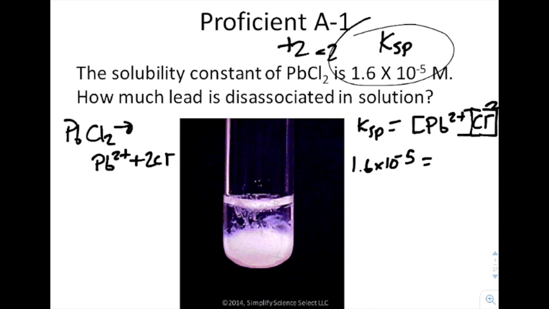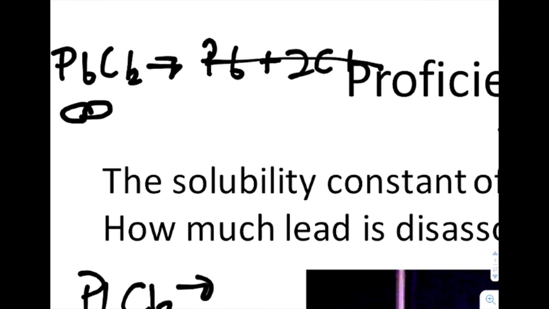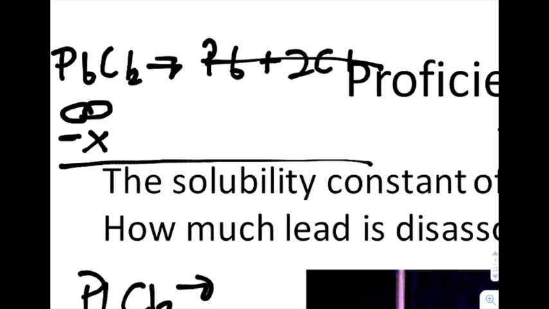Let me give myself a little bit more room up here. PbCl2 goes to Pb2+ plus 2Cl-. If I had an infinite amount of lead chloride, I could say that some of that lead chloride is going to dissociate and fall apart. Not all of it. I have no idea how much it's actually going to be, so I choose X, which means that I would have infinity minus x left over.